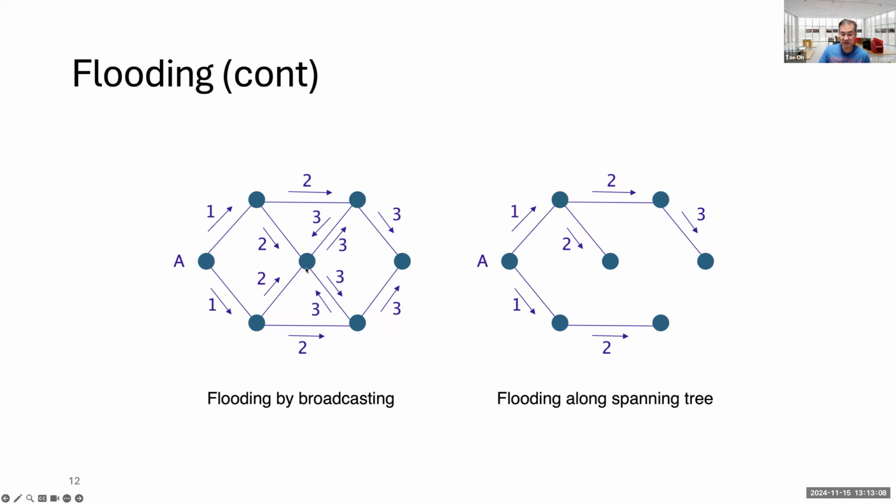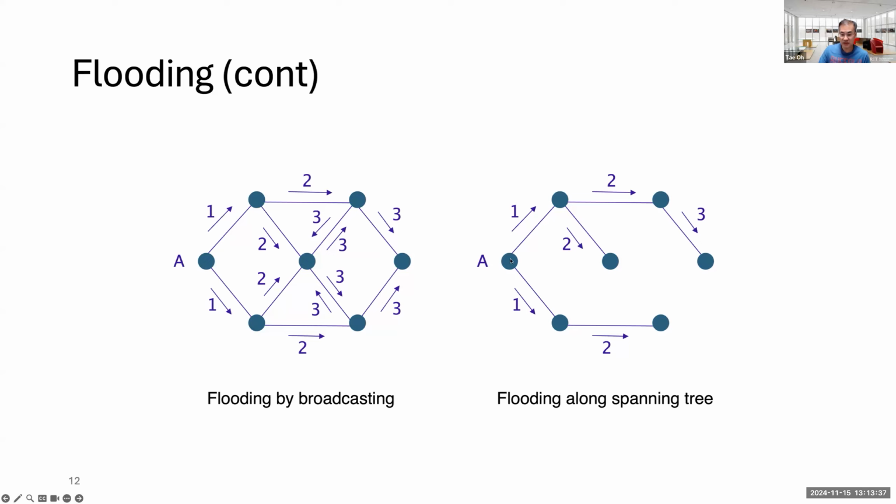This is only a 7-node network. For example, if there's a 50-node or a 70-node network, all of this flooding eats up the bandwidth. It's what we call overhead, right? It just eats up the bandwidth, and its efficiency really drags down. So this is flooding, but flooding along the spanning tree is much more efficient.